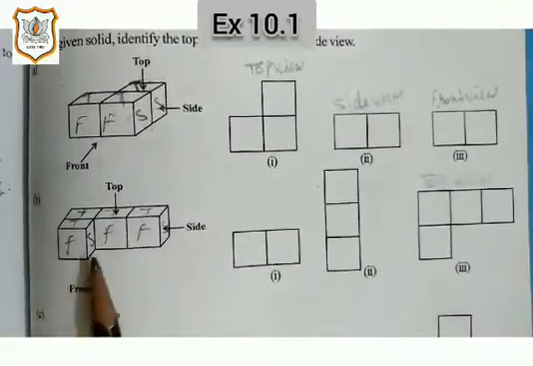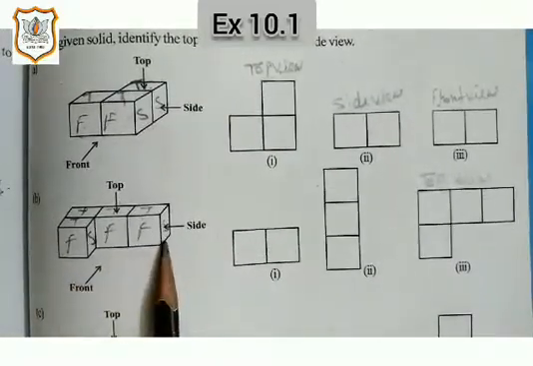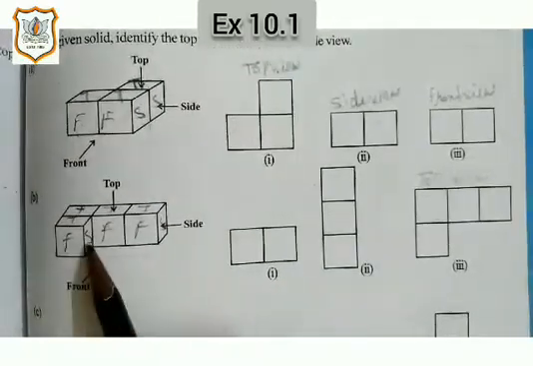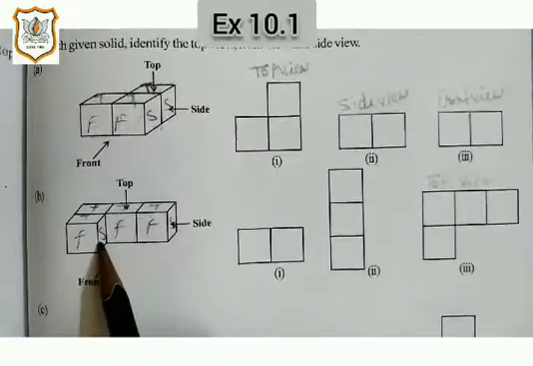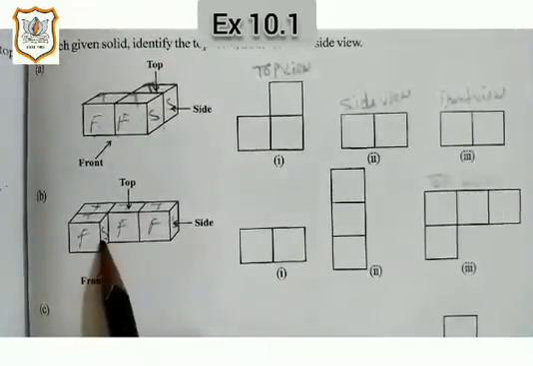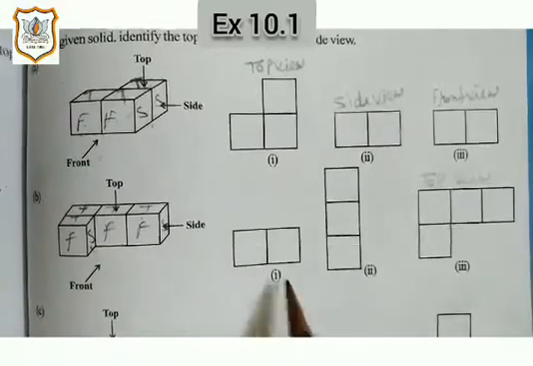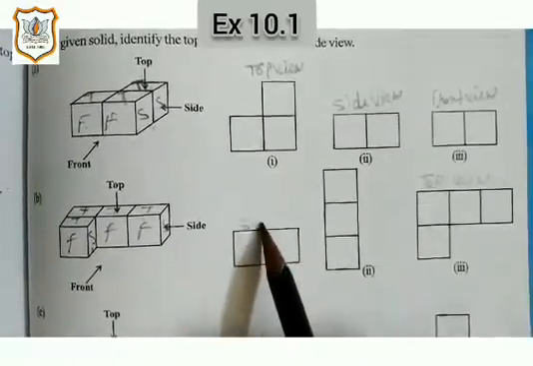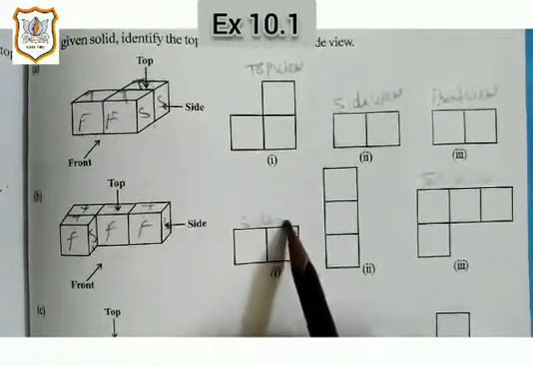When you see this solid from the side, you will see 2 squares. 1 and 2. Clear, students? You see 2 squares. 1 and 2. Where are the 2 squares? In the first part. So we write here side view.